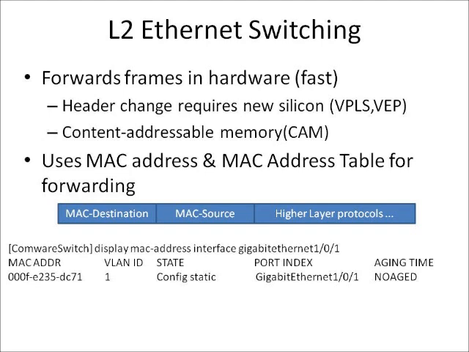So really what Ethernet switches allow is they allow us to forward frames very quickly. They do it in hardware. It's very fast. They typically use application-specific integrated circuits, ASICs, to do that. They typically have what's called content addressable memory. That content addressable memory is a very fast lookup engine that is able to look up and figure out where destination MAC addresses are.